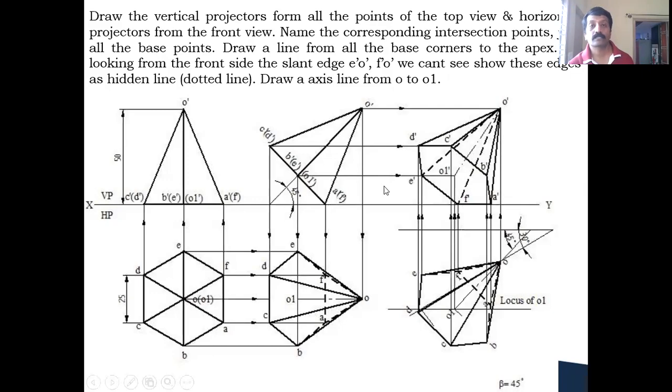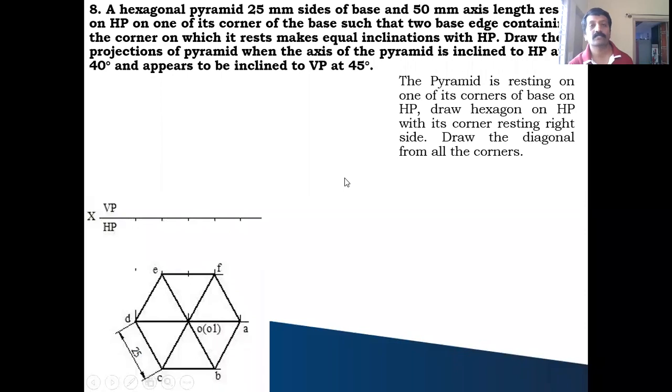Okay, so next, one more example we'll discuss, the hexagonal pyramid only. The corner condition, one example we'll discuss. So in this example, what is given: a hexagonal pyramid of 25 millimeter base side and axis 60 millimeter length rests on HP on one of its base corners, such that the two base edges containing the corner on which it rests make equal inclination with HP. Draw the projection of the pyramid when the axis of the pyramid is inclined to HP at 40 degrees and appears to be inclined to VP at 45 degrees.